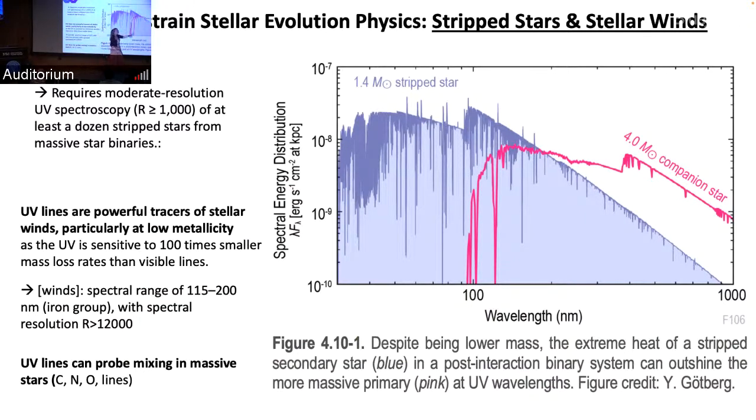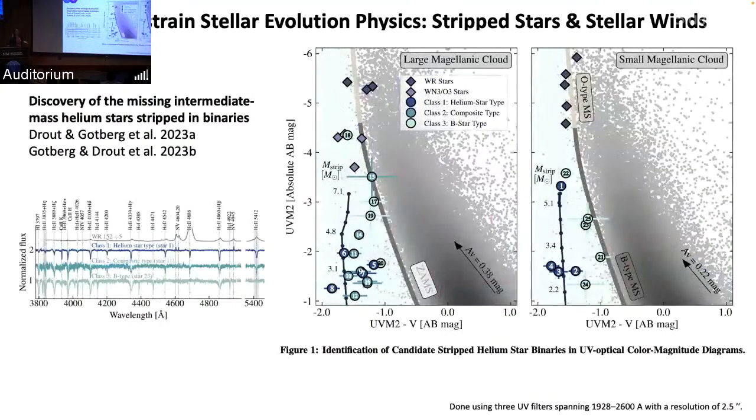In the optical, usually the companion stars, the main sequence stars, outshine the helium star and dominate the light. But once you go to the UV region, you can actually pick up these stars. At least a decent fraction of them might outshine their companion in UV. And very recently, as of last week, there was a paper published where they, by doing this, found the first 25 of these intermediate helium stripped stars.